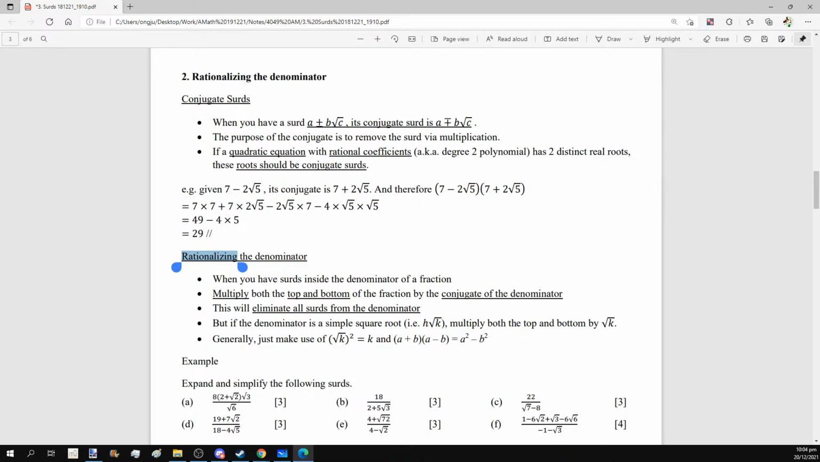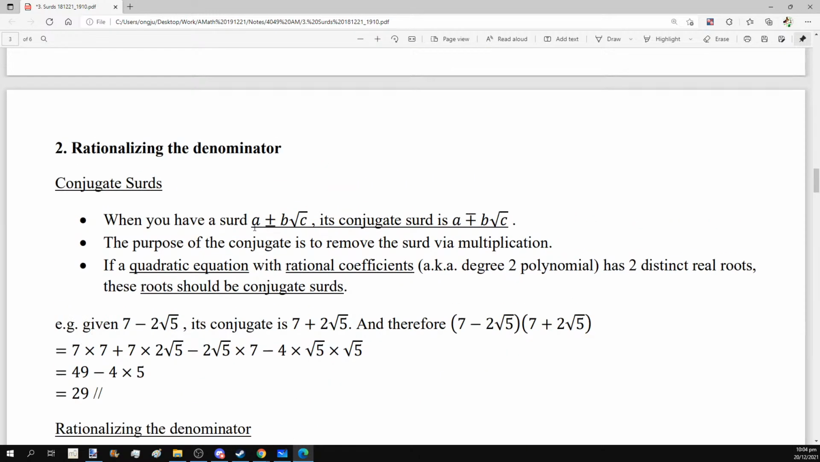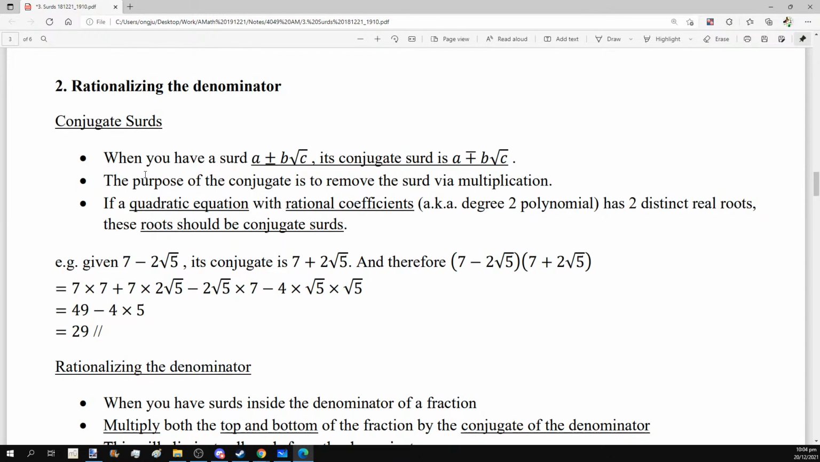So before I talk about that proper, I will first introduce one not so useful idea, but it's good to know. Something known as conjugate surds. Whenever I have any kind of square root object with a number plus or minus a second number multiplied by a square root, its conjugate surd will simply be the same thing, but we will flip the sign. We'll flip the plus or minus of the square root portion.